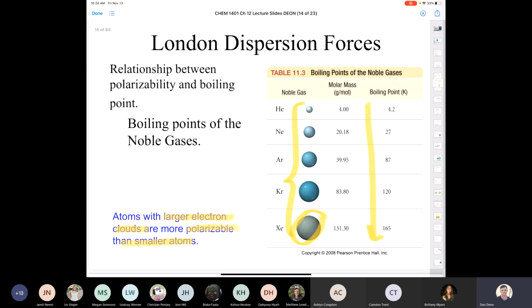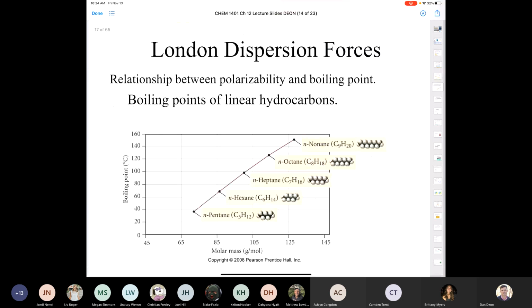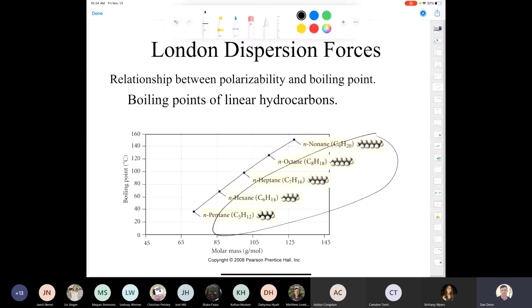Let's talk about London dispersion forces some more. What about if we had linear molecules? I'm not going to go over the Lewis structures of all of these molecules here as we go from pentane to hexane to heptane, octane, and nonane. These are all hydrocarbons. Hydrocarbons are recovered from fossil fuels, so they're usually isolated in the oil refining process.